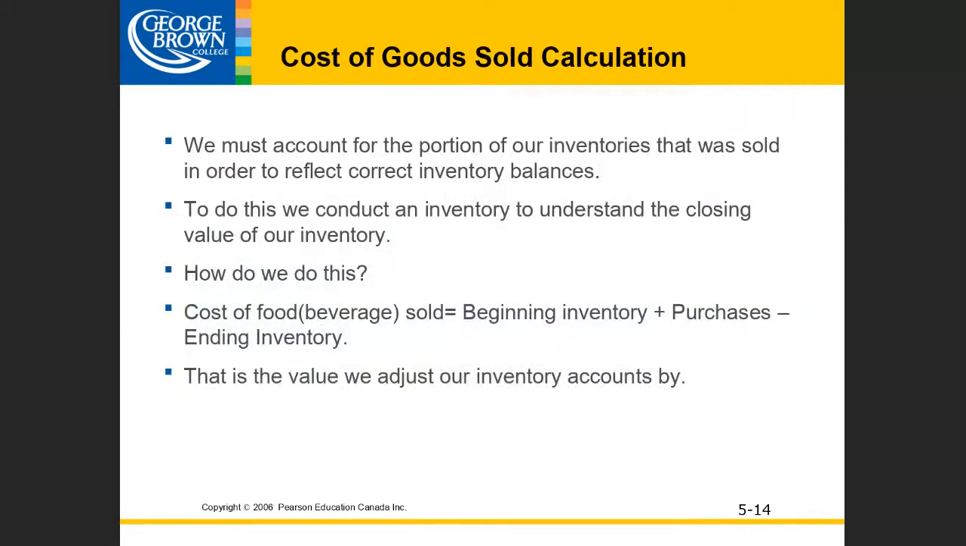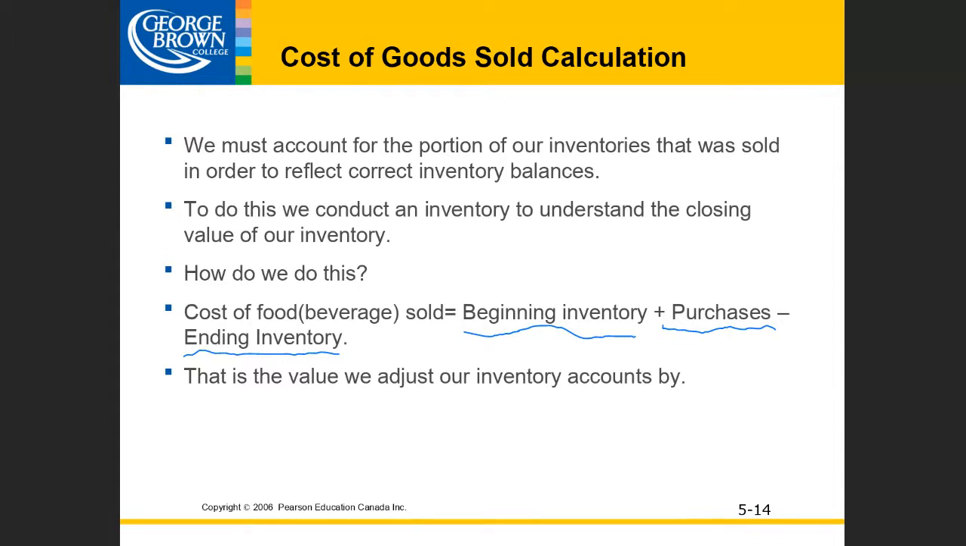And to that point, we do have a bit of a cost of goods sold calculation. You should have seen this in cost controls, but just in case you need a refresher. You take your beginning inventory, you add the purchases for the period, and then you subtract the ending inventory. Okay, and that is the value that you adjust your inventory by.